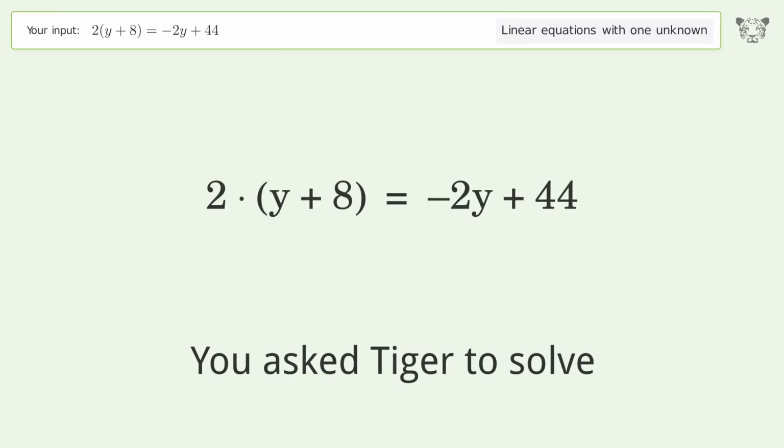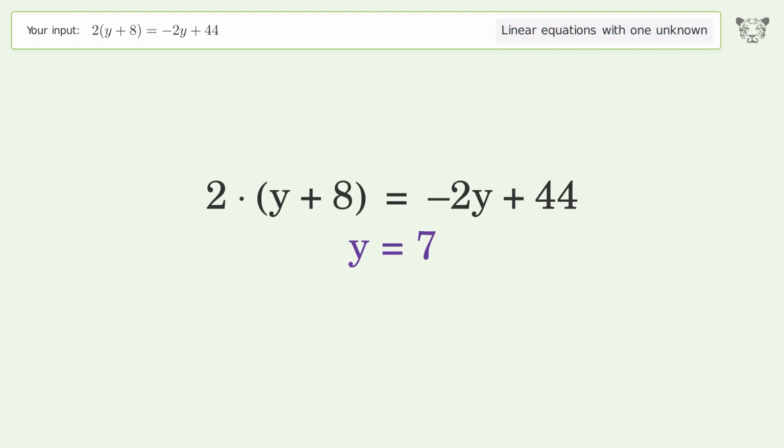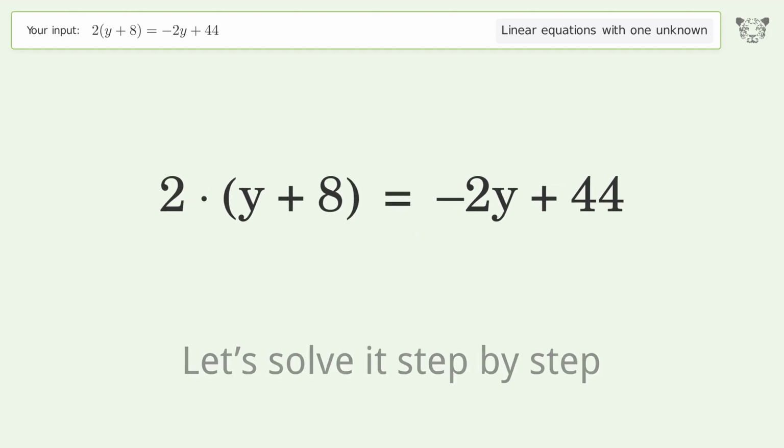You ask Tiger to solve. This deals with linear equations with one unknown. The final result is y=7. Let's solve it step by step.